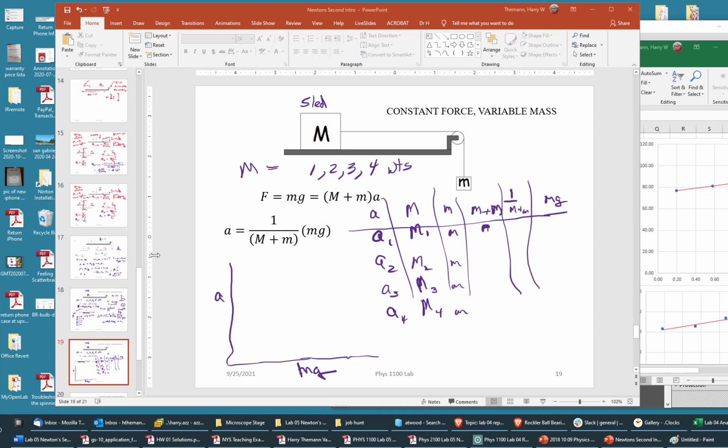Oops. We don't want that. We want 1 over m plus m. So this is something new, and we'll get to it. The reason we're doing this is because it comes from the days of having to use paper and pencil, and it was just always easier to do a straight line fit with paper and pencil.